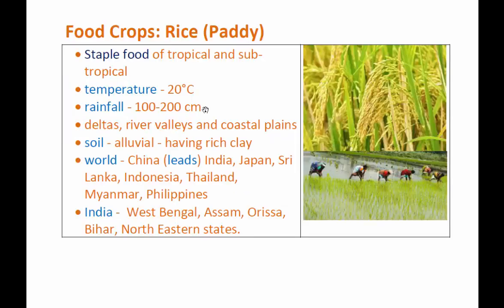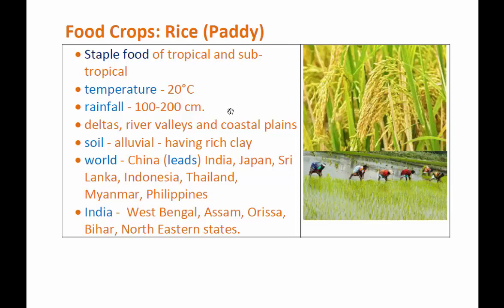Rice. Rice is also known as paddy. Okay, you can see from the picture right here is rice, and here the people are, so to say, sowing the rice nursery. Okay, so it's a staple food of the tropical and subtropical regions of the world. For growing this rice it needs around 20 degrees Celsius of temperature. The rainfall should be 100 to 200 centimeters. So these are the necessities for the cultivation of rice.